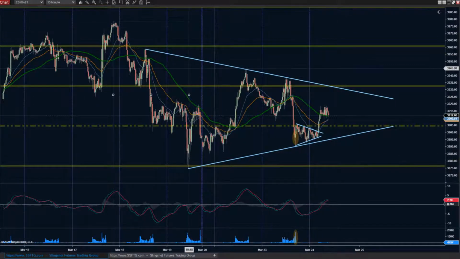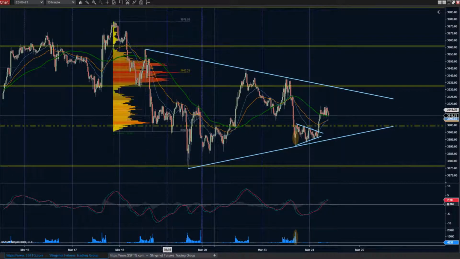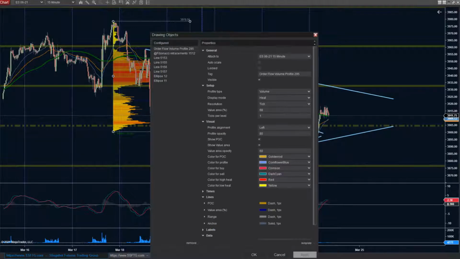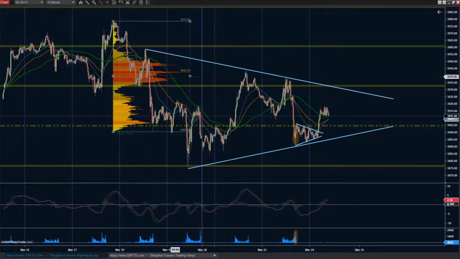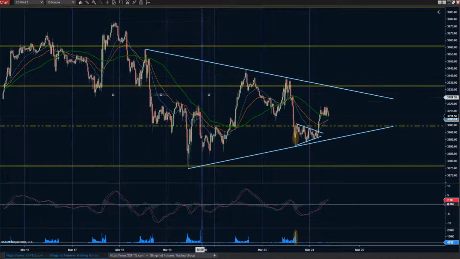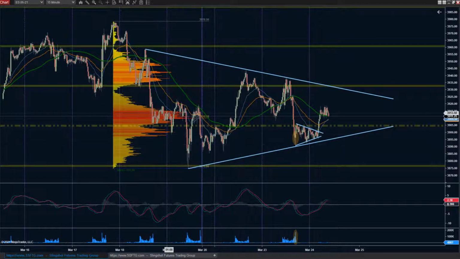If we look at the overall volume profile on the move down, what? Why isn't it showing the volume that I told it to show me? Am I missing something? Okay. Let me go further forward, I guess. There we go. That was weird.